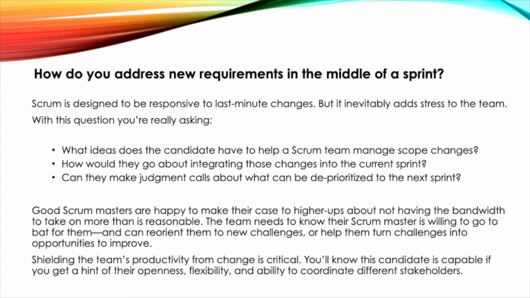Good Scrum Masters are happy to make their case to higher-ups about not having the bandwidth to take on more than is reasonable. The team needs to know their Scrum Master is willing to go to bat for them, and can reorient them to new challenges, or help them turn challenges into opportunities to improve. Shielding the team's productivity from change is critical. You'll know this candidate is capable if you get a hint of their openness, flexibility, and ability to coordinate different stakeholders.